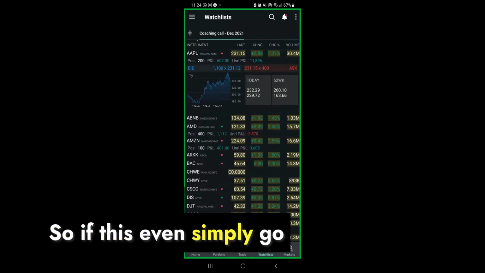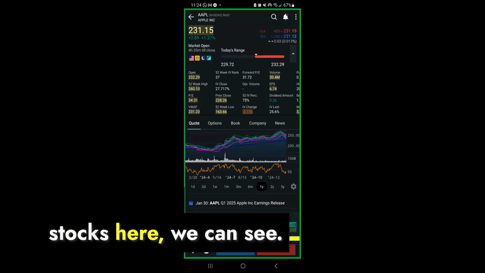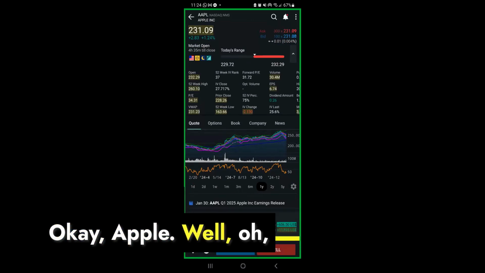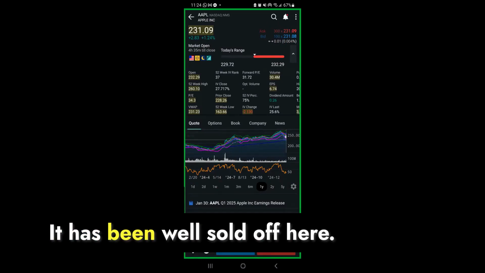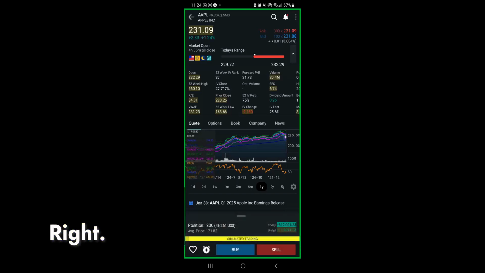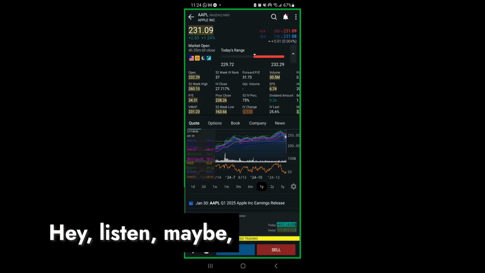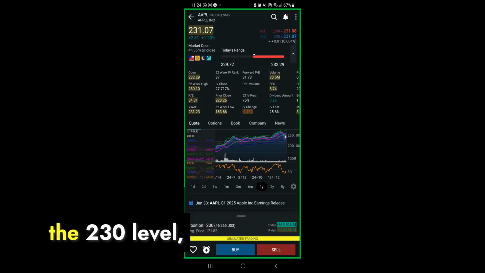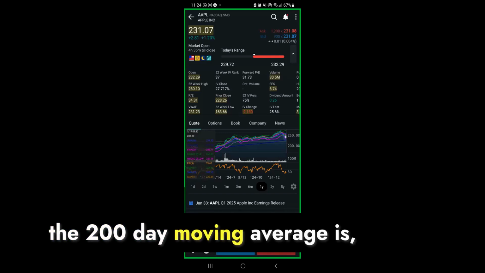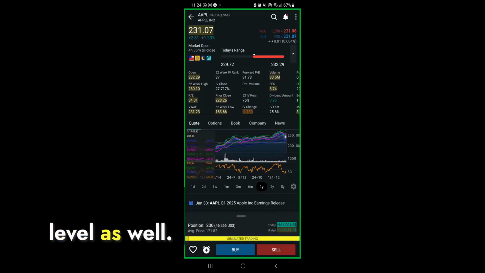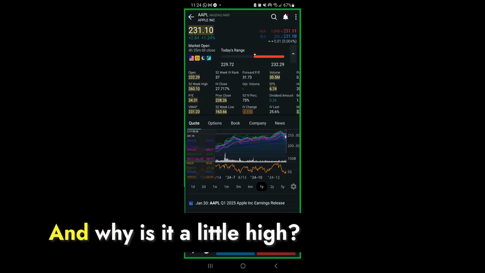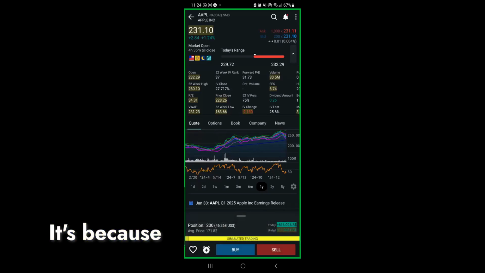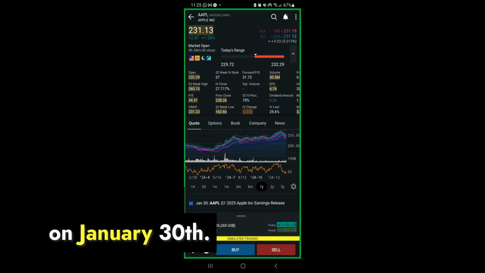So if we simply go through our list of half a dozen stocks here, we can see Apple, well, Apple volatility 25.6. It has been well sold off here, right? And you can see maybe something at the 230 level, where the 200-day moving average is hovering as well. But again, the volatility is a little high. And why is it a little high? It's because earnings are coming in on January the 30th.